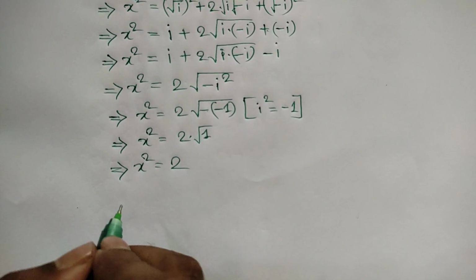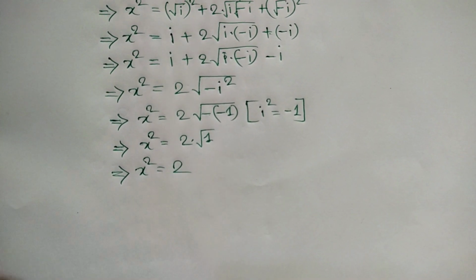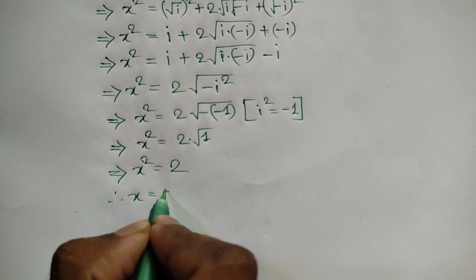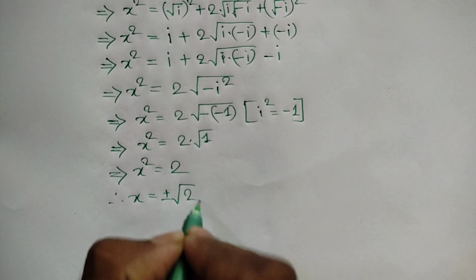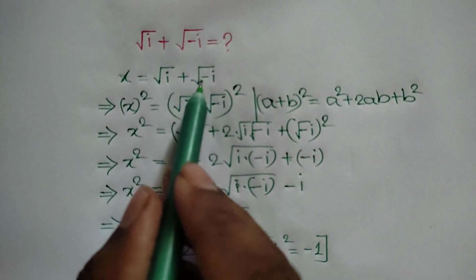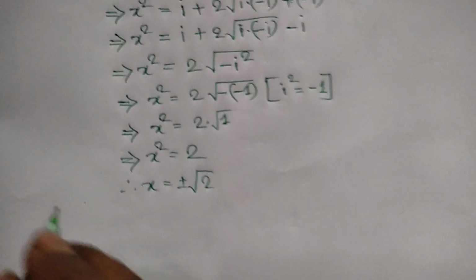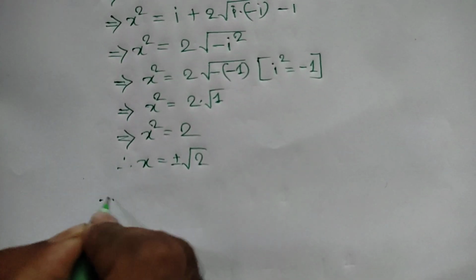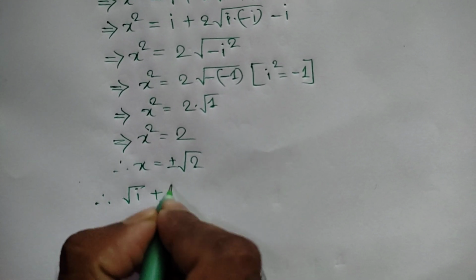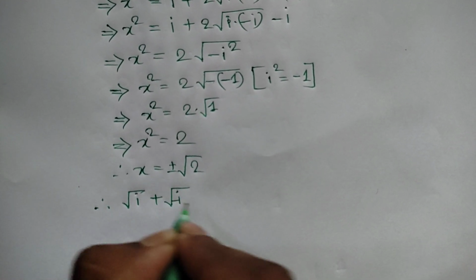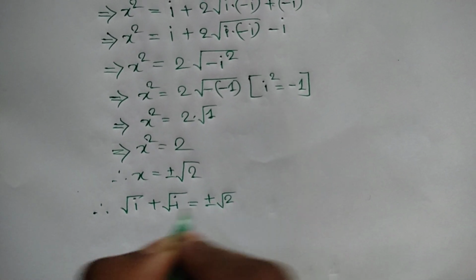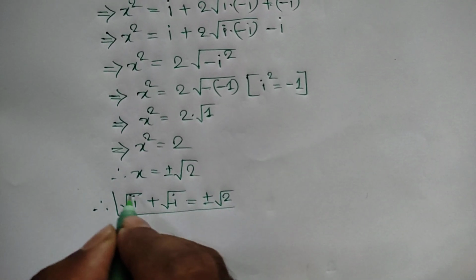Now taking a square root to both sides, we will get x is equal to plus or minus square root of 2, but remember x is equal to square root of i plus square root of negative i, so the value of square root of i plus square root of negative i is equal to plus or minus square root of 2.